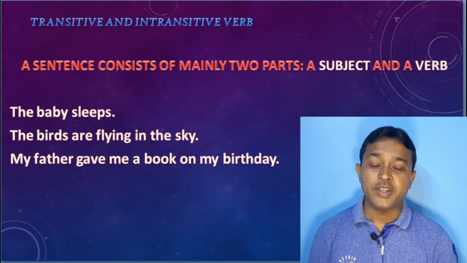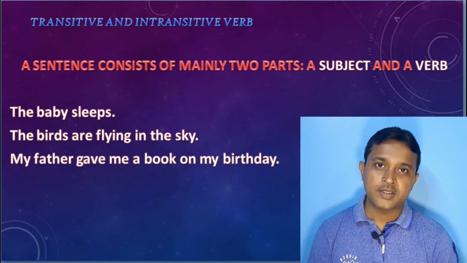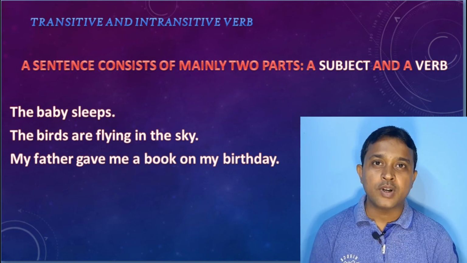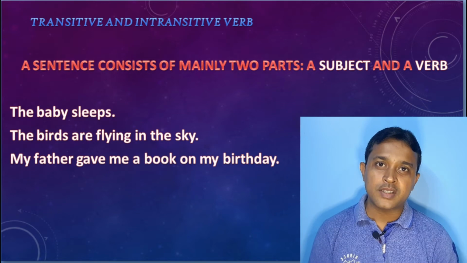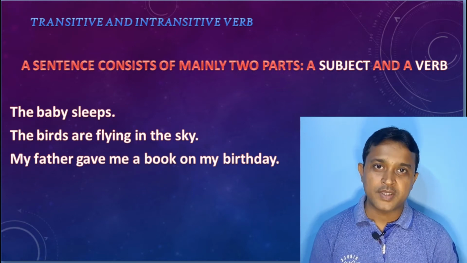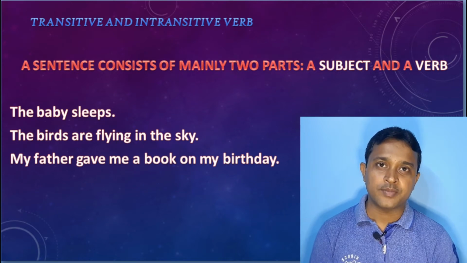First of all, we need to understand the structure of a sentence in English. It consists of mainly two parts, the subject and a finite verb. These two are essential component parts for forming a sentence in English. For example, the baby sleeps. In this example, the baby is the subject and sleeps is the action word or the finite verb.